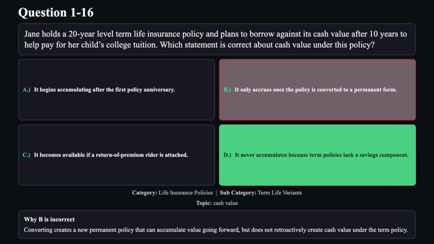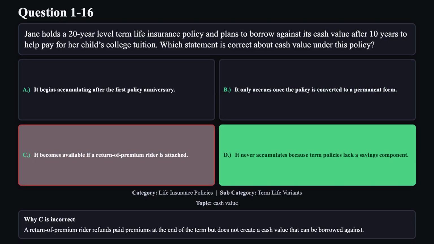Reason B is not correct. Converting creates a new permanent policy that can accumulate value going forward, but does not retroactively create cash value under the term policy. Reason C is not correct. A return of premium rider refunds paid premiums at the end of the term, but does not create a cash value that can be borrowed against.